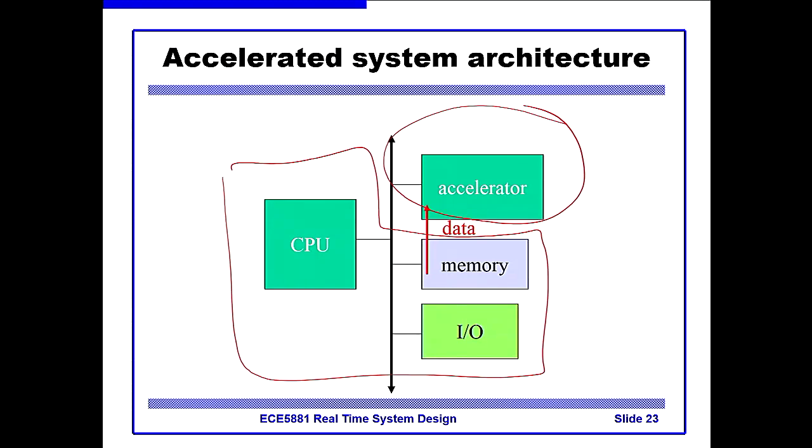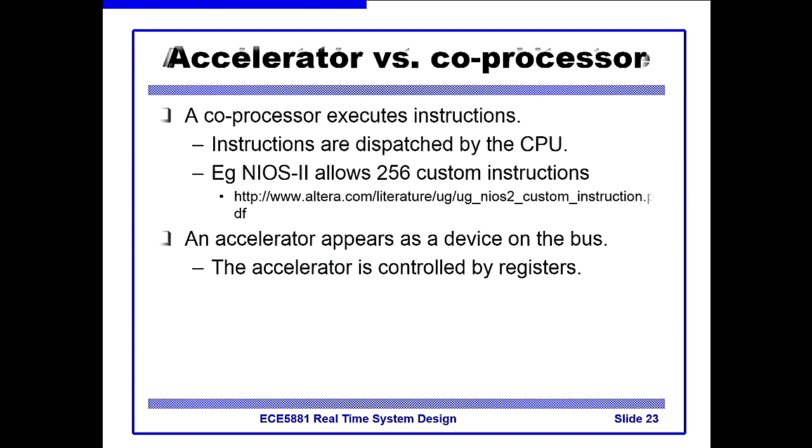So that might be image processing, so it sucks in an image from memory into its local processing. And once the accelerator has completed, it may issue an interrupt to the processor, or a register may be set that is monitored by the CPU. And finally, the accelerator can DMA transfer the results back to memory. All right, so that's the accelerator.